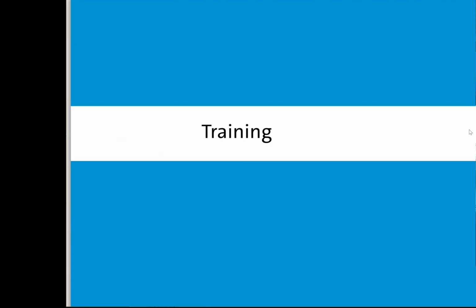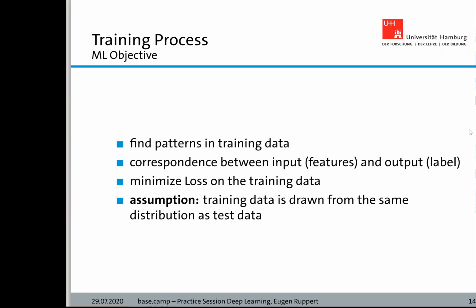Now we are going to talk about the training. For machine learning, you usually have the objective of finding patterns in the training data. The pattern would be any kind of correspondence between your input, which are your features, and your output, which is the classification label that you want to achieve. While doing this, you're trying to minimize the loss on the training data, and you're doing all of this under the assumption that the training data that you have is drawn from the same distribution as the test data.